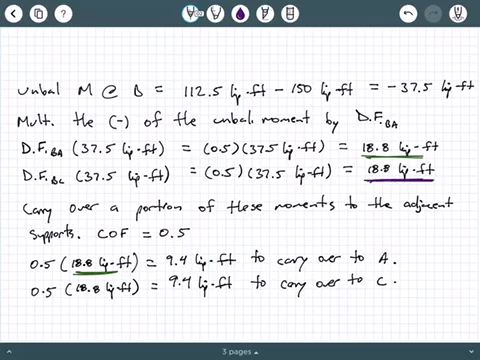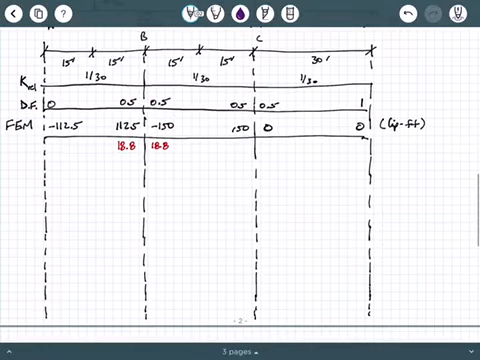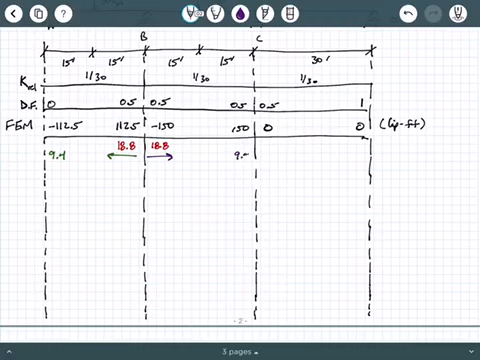So this 18.8 is this one, all right? So I'm going to use some color coding here to help us make sure we know what we're looking at. So here's my green, 9.4. And then this was my purple, 9.4.